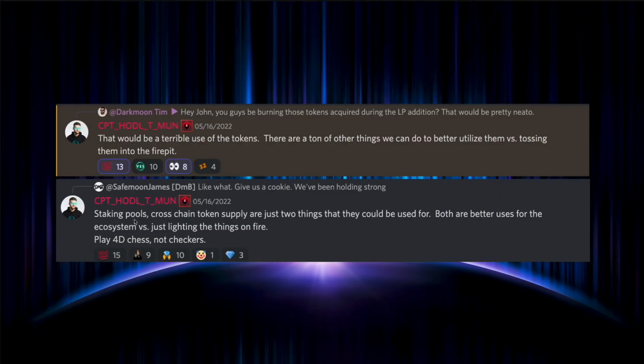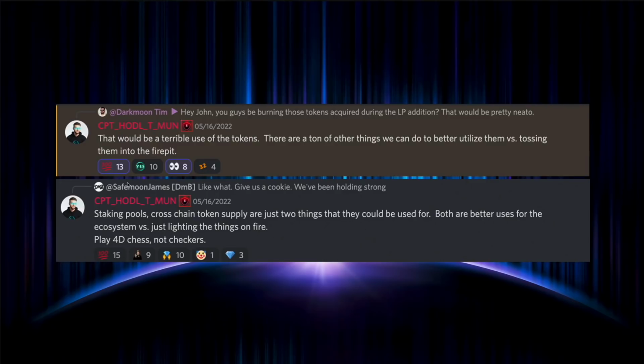And I wasn't the only person wondering what exactly he meant by this. Safemoon James asked him, like, what? Give us a cookie. We've been holding strong. And John Caroni responded saying, staking pools and cross-chain token supply are just two things they could be used for. Both are better uses for the ecosystem versus just lighting things on fire. Play 4D chess, not checkers.